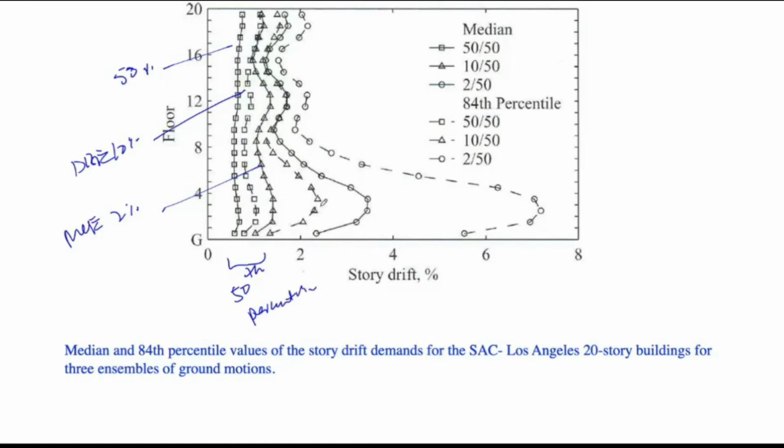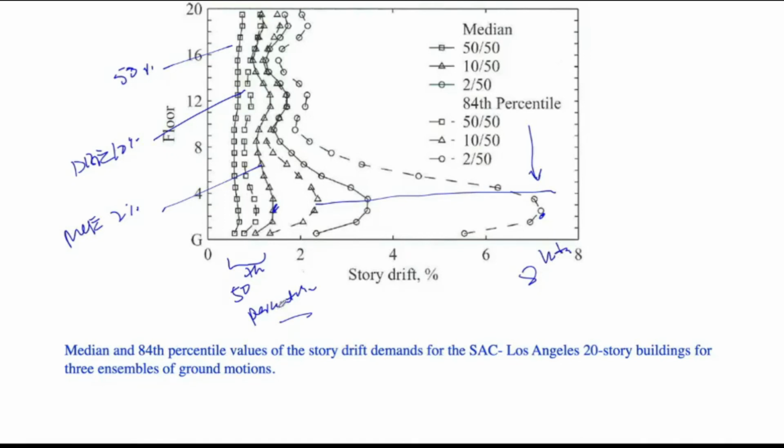Okay, and these three are for the 84th percentile. If you look at the 84th percentile, it's quite larger than, for example, if you compare this with this, you can see there's a huge difference. Okay, and the difference is because this is the 50th percentile and this is the 84th percentile.